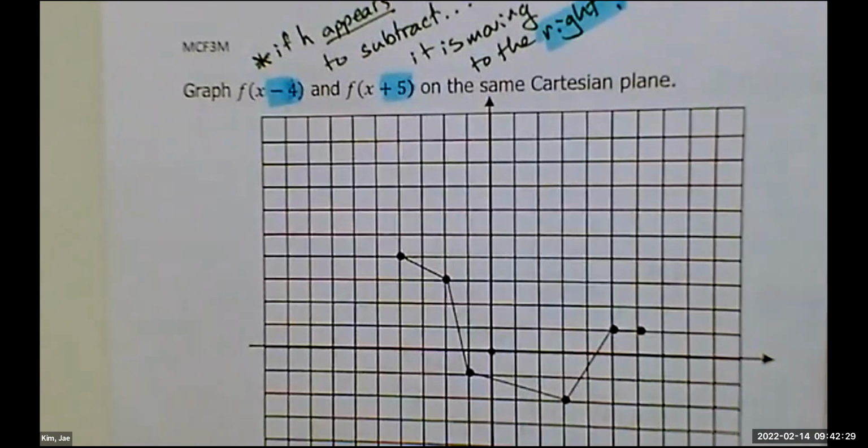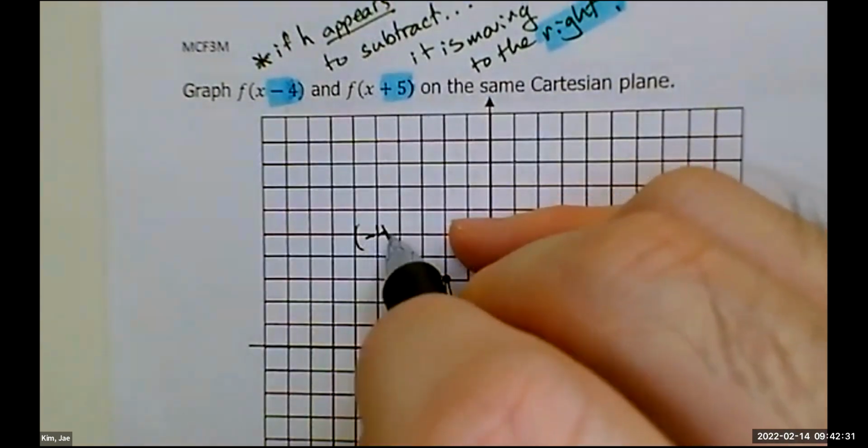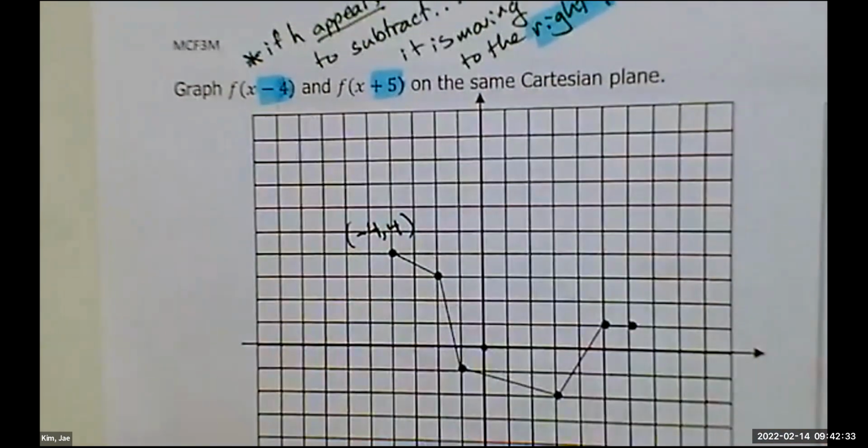So ready? Remember, this point is -4, 4. And if I'm moving left and right, am I changing the y or am I changing the x?